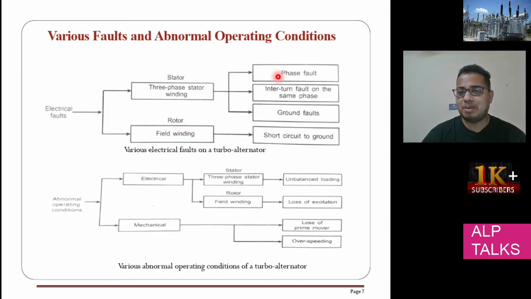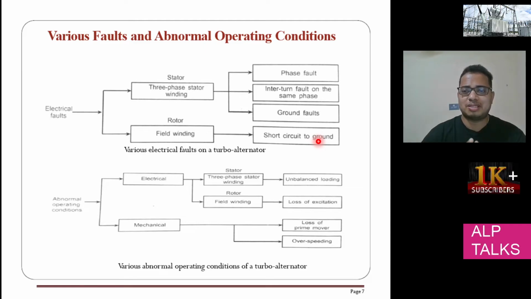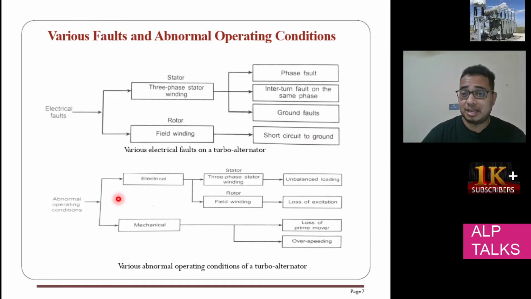So what are the probable faults in the stator? You can have a phase fault, you can have an interturn fault on the same phase, you can have ground faults also on the 3-phase stator. And what are the chances for a rotor? In the rotor mainly we can have a short circuit to ground, because as it has moving parts, there are chances for short circuit to ground. And we have some abnormal operating conditions also.